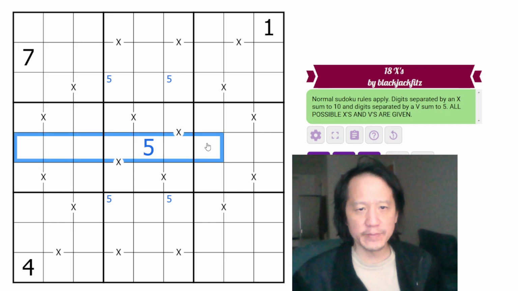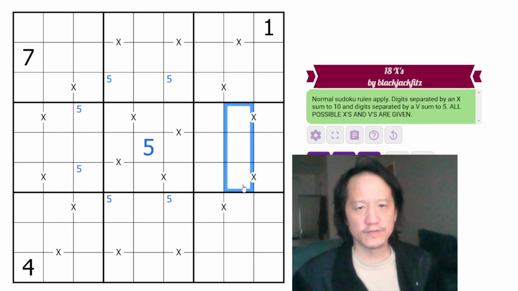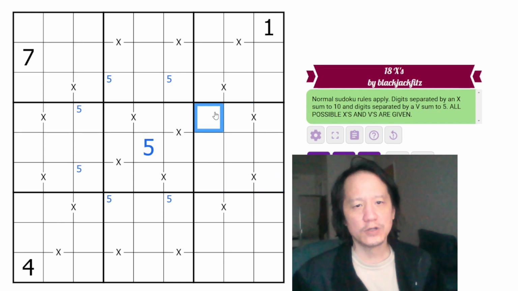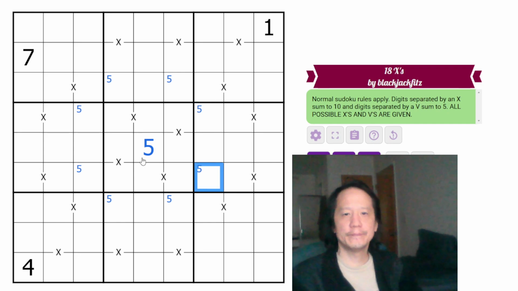Oh, it's the same in boxes 4 and 6, right? You have an X here, an X here, an X here, an X here, which 5 can't be next to, and 5 can't be in the middle row, so 5 has to be one of these two. And similarly for these, it cannot be next to an X, and it can't be in the middle row, so it must be one of these two. Okay.